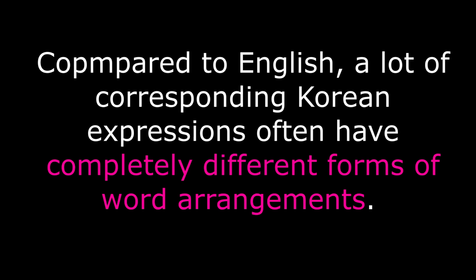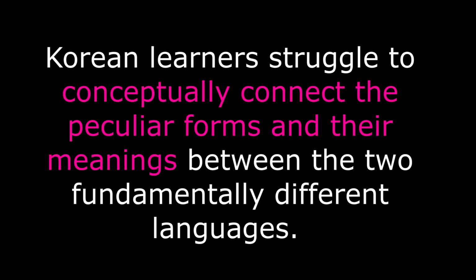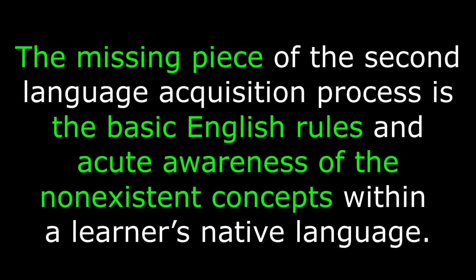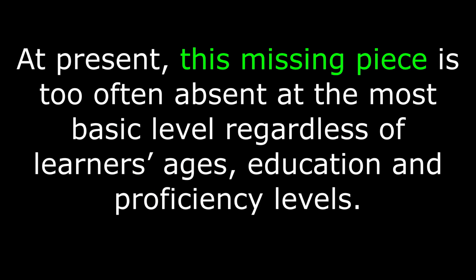Compared to English, a lot of corresponding Korean expressions often have completely different forms of word arrangements. Korean learners struggle to conceptually connect the peculiar forms and their meanings between the two fundamentally different languages. The missing piece of the second language acquisition process is the basic English rules and acute awareness of the non-existent concepts within a learner's native language. At present, this missing piece is too often absent at the most basic level, regardless of learners' ages, education, and proficiency levels.